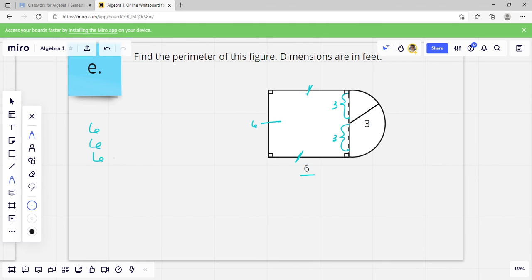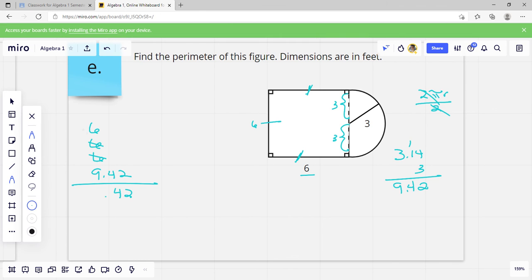So 3 and 3 means that this side is also 6. So another 6. Now we just have to find our roundy part, right? So we need 2 pi r divided by 2 because it's not a full circle, it's only half the circle. So that means we just need pi times r. Pi is 3.14 and our r is 3. 3 times 4 is 12. 3 times 1 is 3, 4. 3 times 3 is 9, 9.42. And we're going to add that to our 6's.